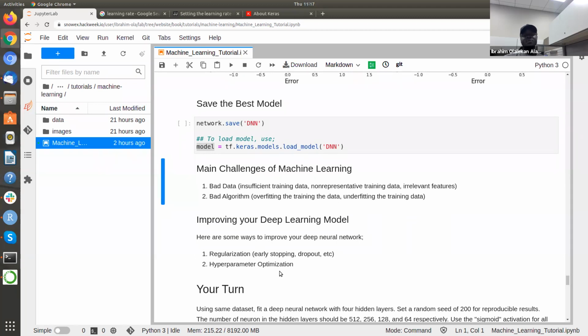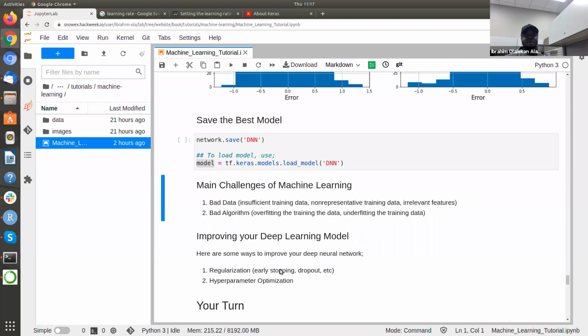So for example, in a deep learning model, there are things you have to specify before training your model, such as the number of hidden layers you would have, such as the number of nodes you are going to have in each of the hidden layers, such as the optimizer you are going to use, such as the learning rate, such as the activation functions. You could change all those things. So that is what we mean by hyperparameter optimization.